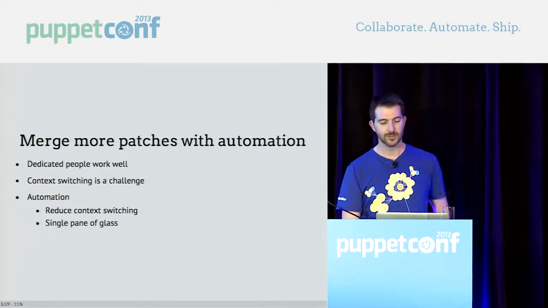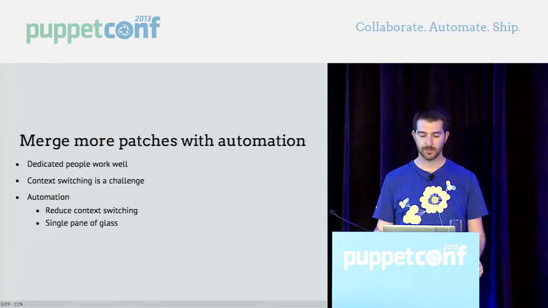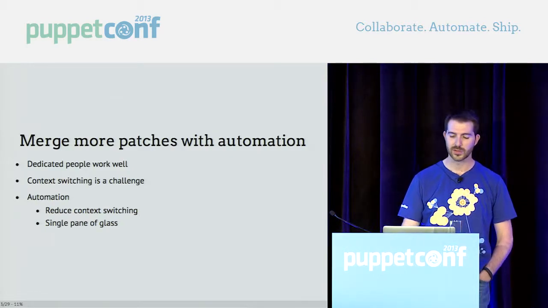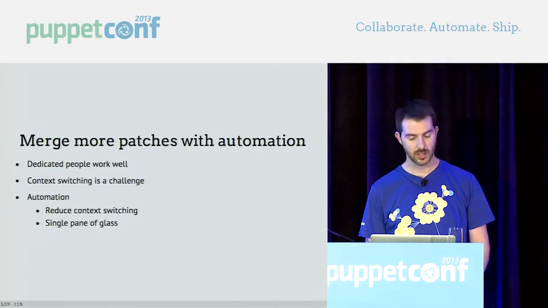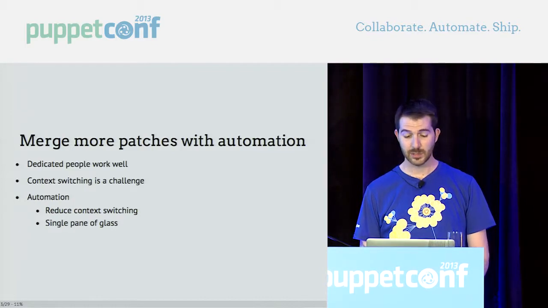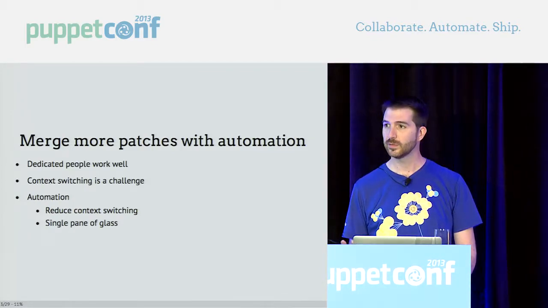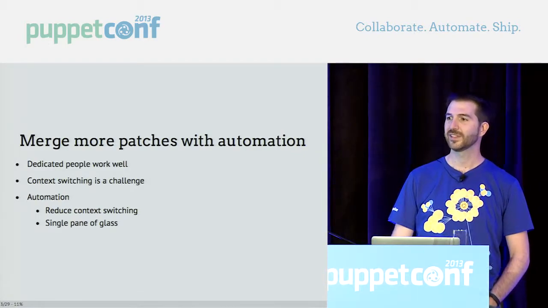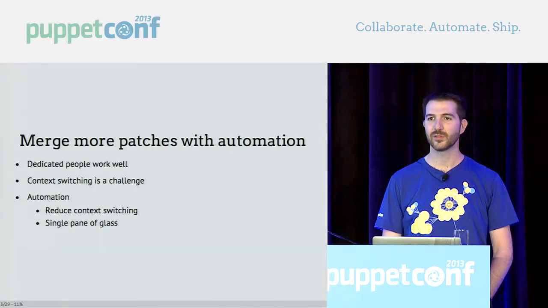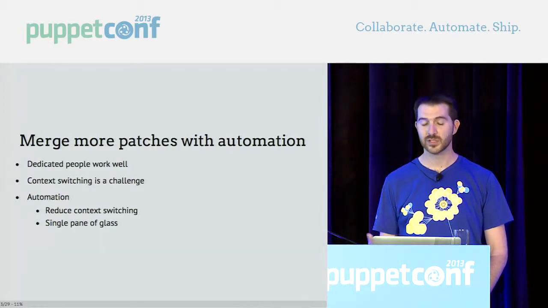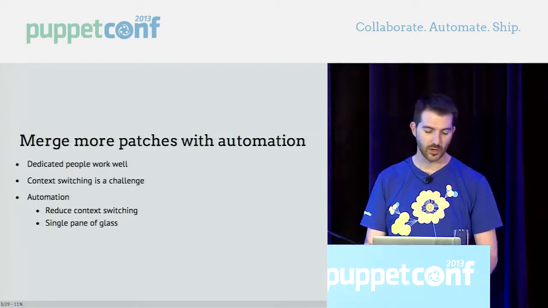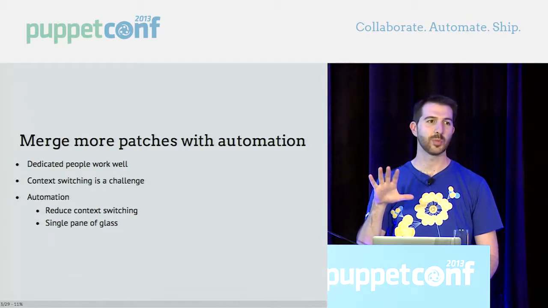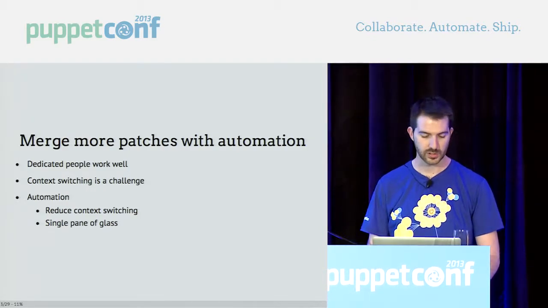All right, so the big takeaway is that we've been able to merge a lot more patches by having automation and a well-defined process. These are some of the key points to keep an eye out for throughout my talk. We've dedicated people to the community pull requests, and we found that that worked really well. Context switching is something to try to reduce. If the teammates are doing too many different types of work, it can be a real challenge. And then the automation itself helps reduce context switching, and we've been able to provide a single pane of glass to see all the work that we need to do.